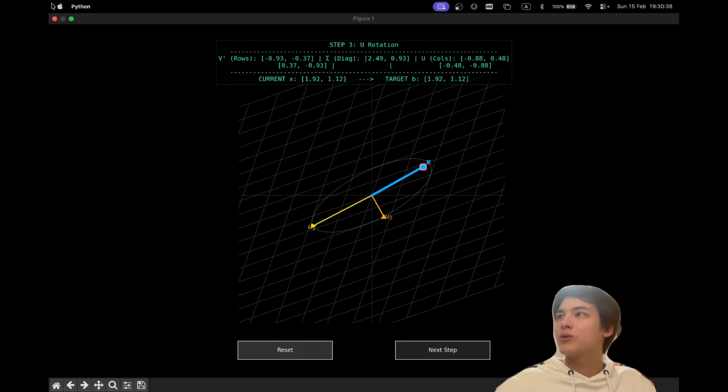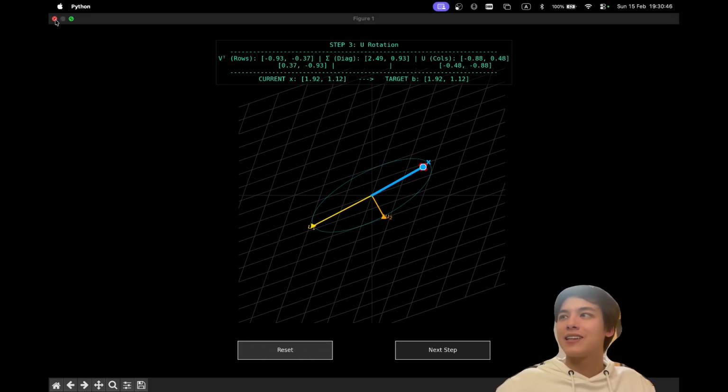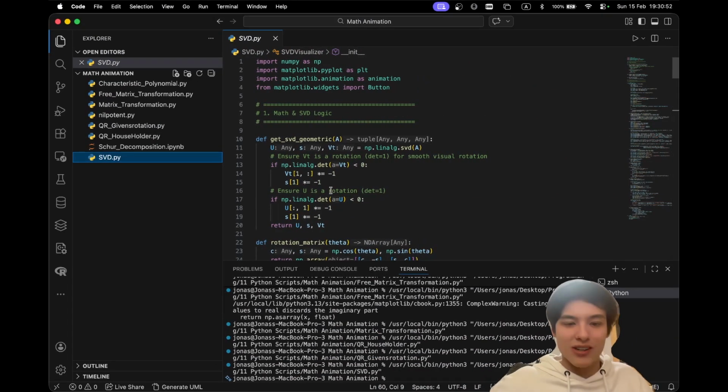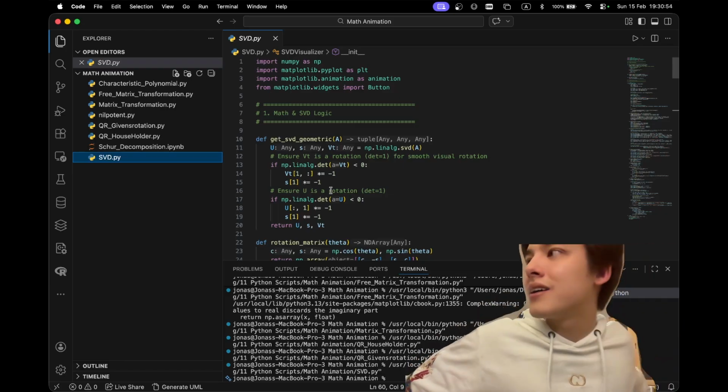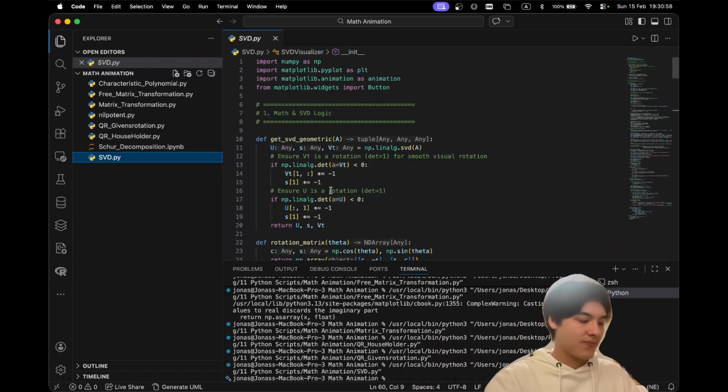So yeah, it really helps you understand what singular value decomposition actually is, because when I learned it, I knew it's about eigenvectors and scaling them and rotation, but I didn't know it aligned them to the basis. Oh, switch back.